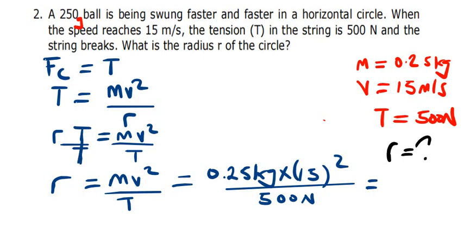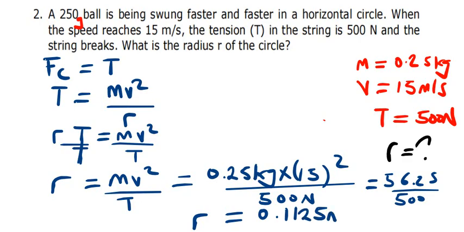Now 15 squared, that is 225. Then the answer multiplied by 0.25, I'm getting 56.25. Now I'm dividing this by 500. Therefore what would be my radius in this case? So the answer that I have, 56.25 divided by 500, I'm getting my radius to be 0.1125 meters. So that is what I have as my radius.